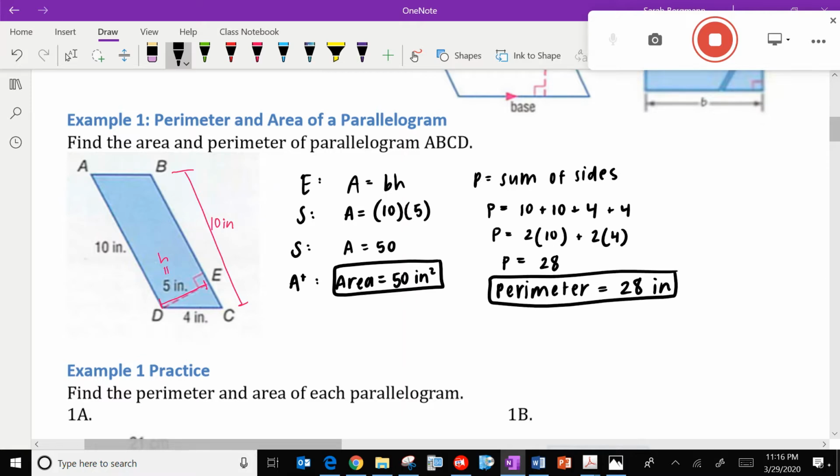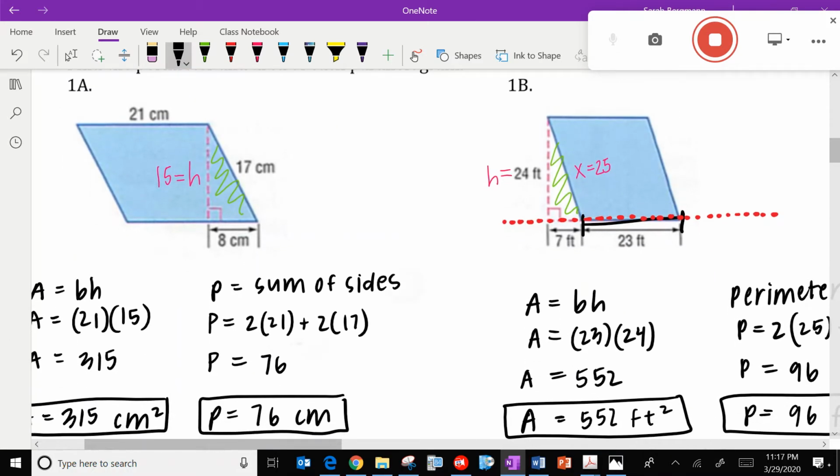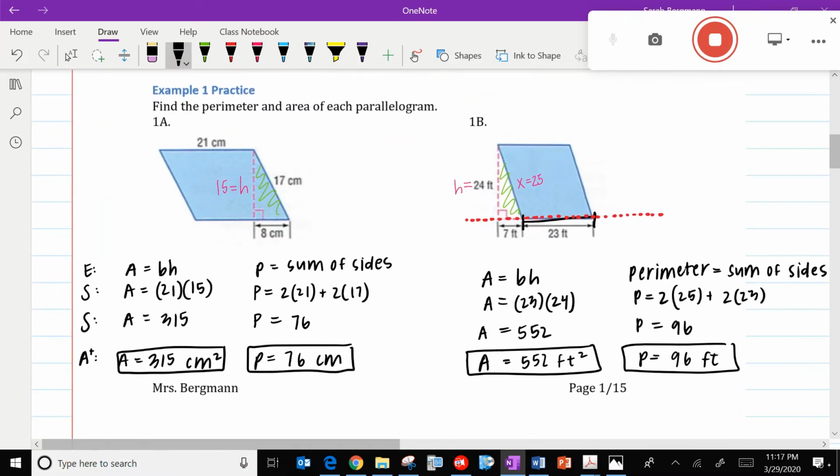Go ahead and try the 2 practice problems at the bottom of this page on your own. Okay, here are the answers to these.